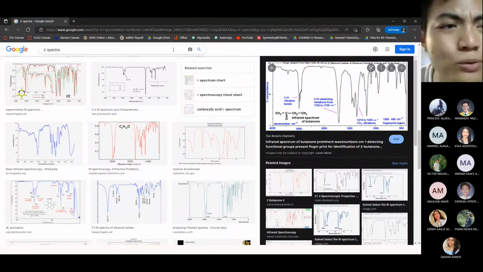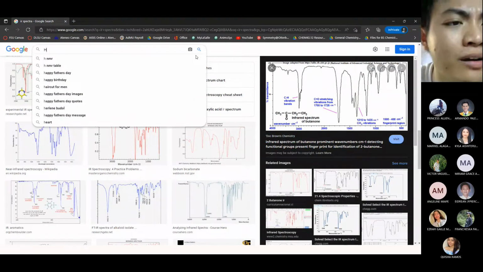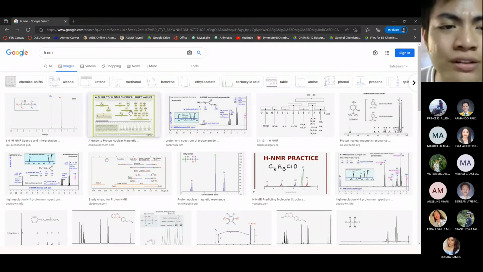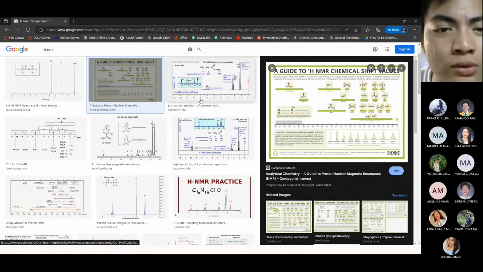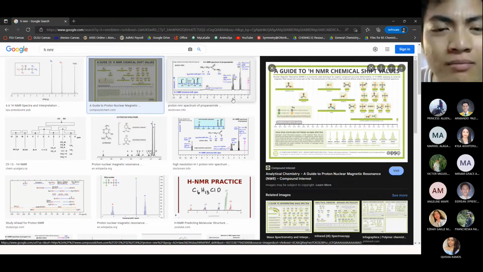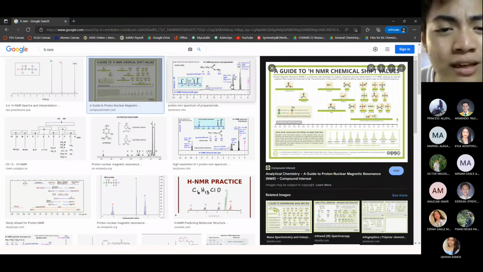I also forgot to include that we have other types of spectroscopy, such as proton NMR. Proton NMR is another type of spectroscopy wherein, instead of just looking at the chemical bonds, you actually see the position of the atoms in a molecule. Sa IR kasi, chemical bonds lang, pero pagdating sa NMR, nuclear magnetic resonance, makikita mo talaga yung connection nila.